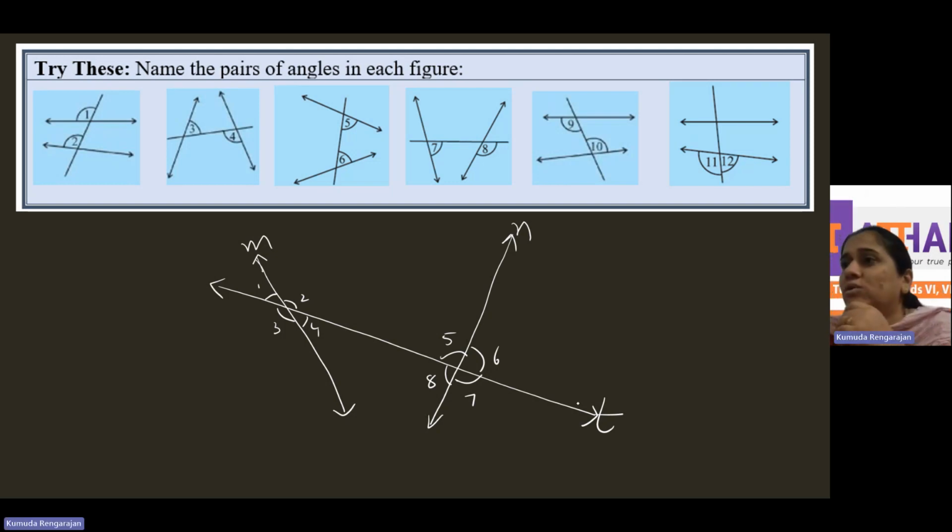Are they on one side? 2 and 5. That's all? Then? See, are they on one side? Both should be interior. 4 and 8. Everything is in the name. Co-interior means both of them should be interior and on the same side. Let him try.